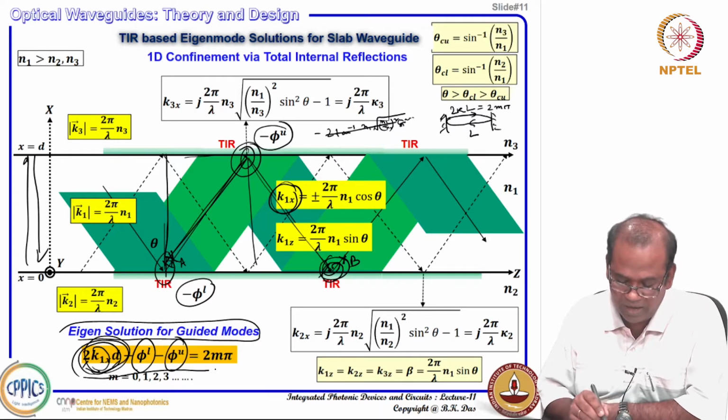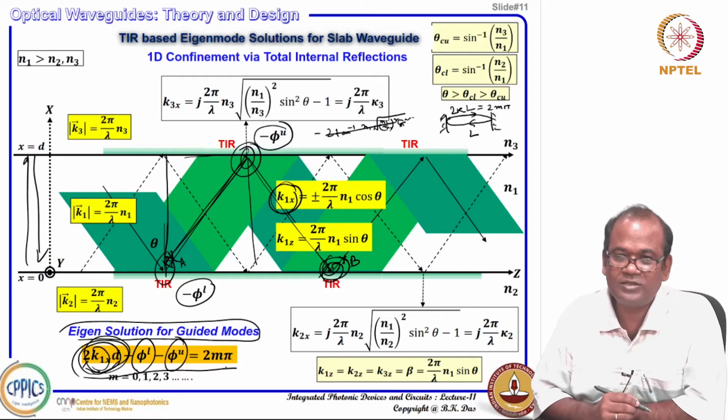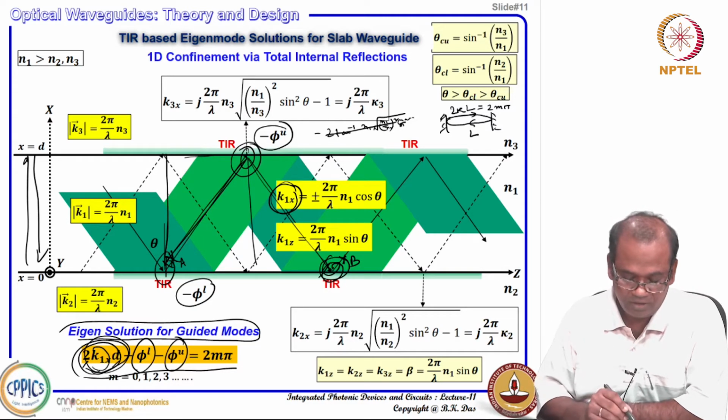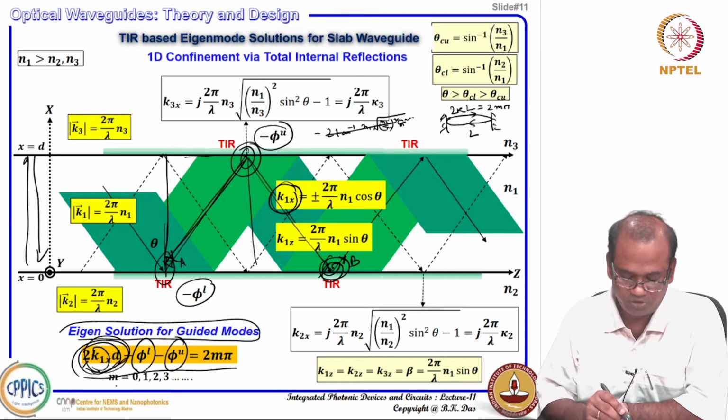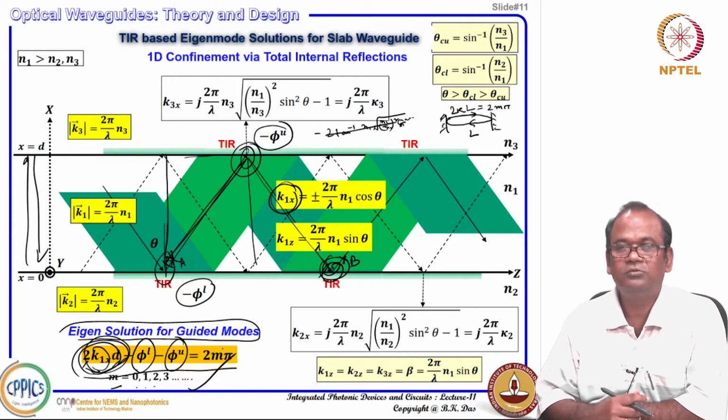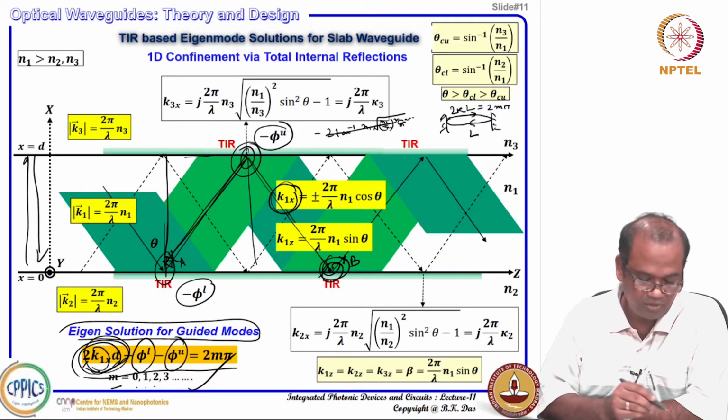So, this is the equation we can use for mode solution. A round trip phase shift 2 k1x d minus phi l minus phi u, lower interface and upper interface, and if this round trip is 2 pi times an integer m, then that will be a solution for modes, where m can be considered as 0, 1, 2, 3 and so on. Okay. So, this is called the Eigen solution for guided modes.